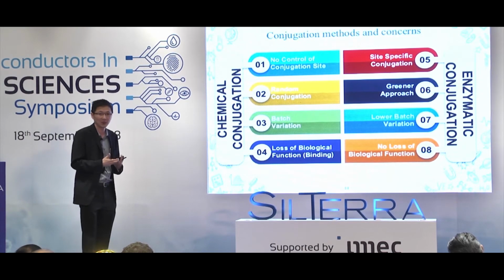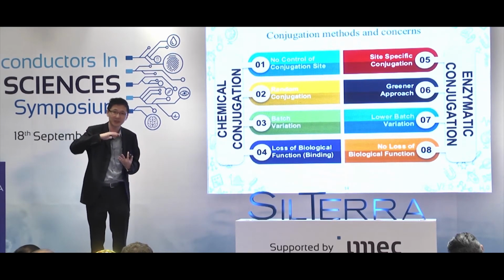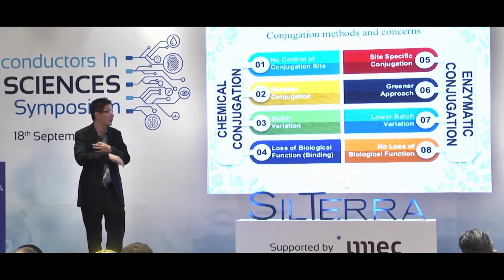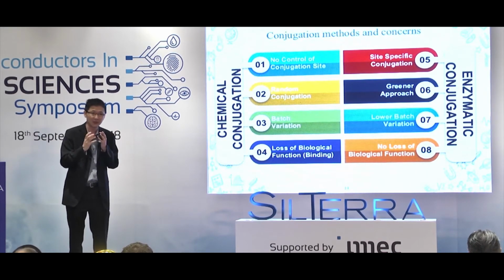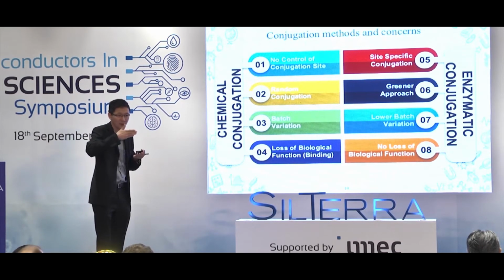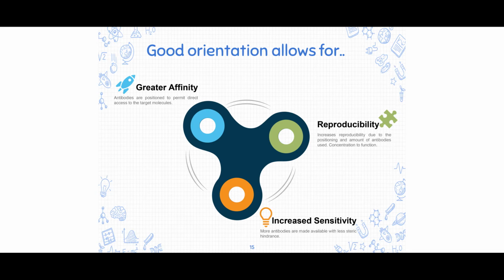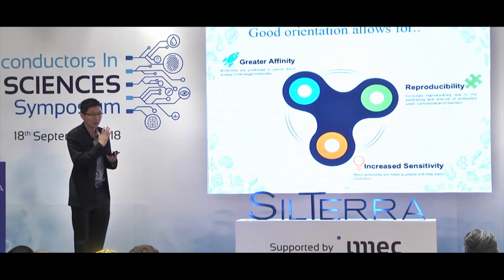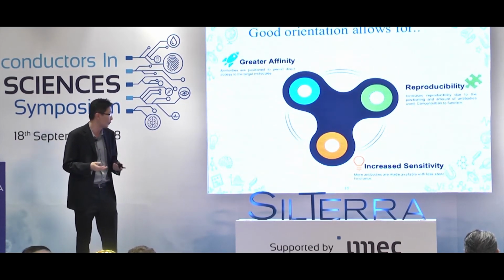And of course, it allows us site-specific conjugation. Because using chemical conjugation, the orientation of the antibody on the surface of your sensor cannot be controlled, because it binds based on the accessible groups. But in enzymatic conjugation, it identifies motifs for it to attach. So by introducing the motifs using recombinant technology, we can now program the antibodies to stick in a specific manner. And of course, good orientation is important because it allows greater affinity, because more antibodies are positioned in the right way. Reproducibility, because we can control the conjugation process onto the surface. And of course, to increase sensitivity when you have more antibodies.